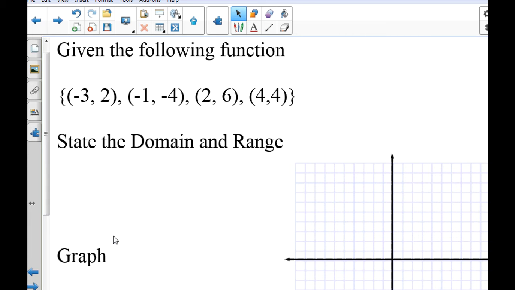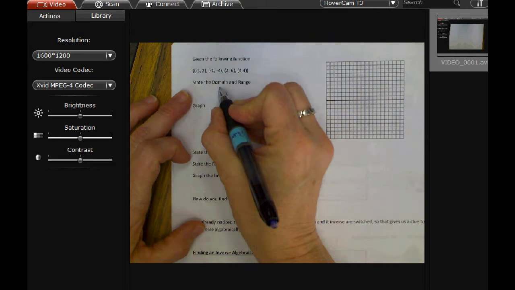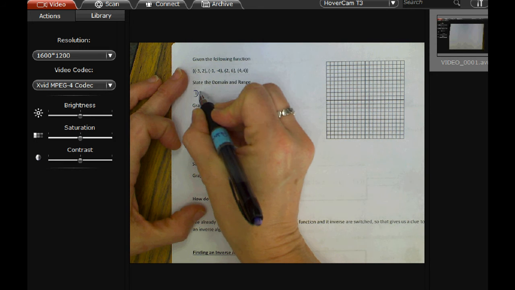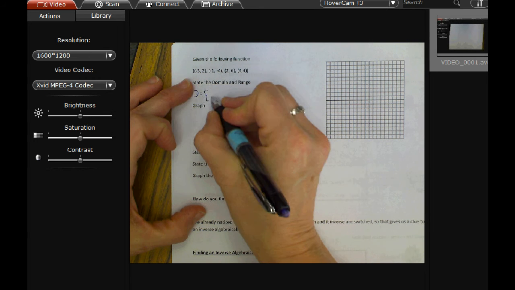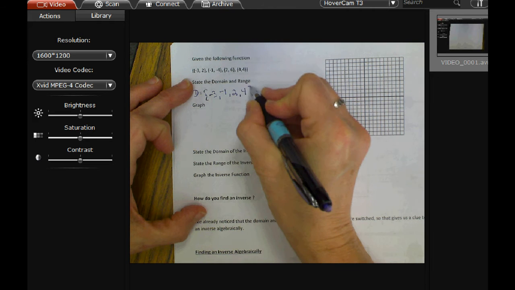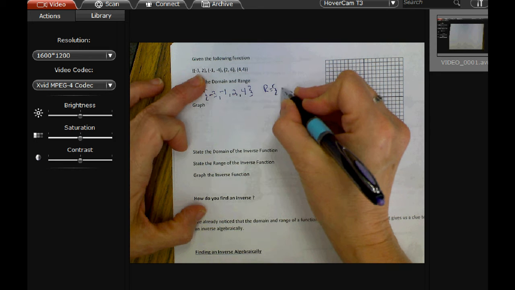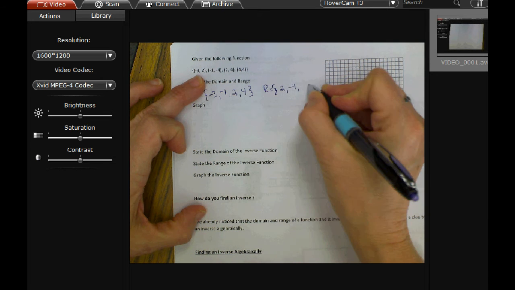Right? So next, we're going to look at an actual example here, and we're going to be given the following function, just a set of points. It's not a consistent function, it's just these points, and we're going to state the domain and the range, then we're going to graph them, and it's going to look like this. Our domain, of course, is all the x values, or the inputs. So domain is simply going to be the set of numbers -3, -1, 2, and 4.